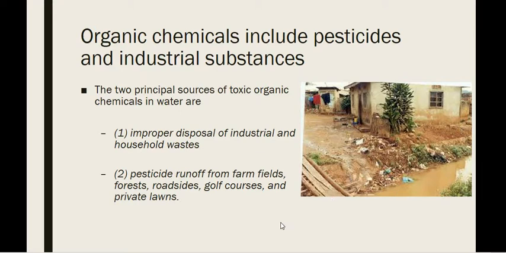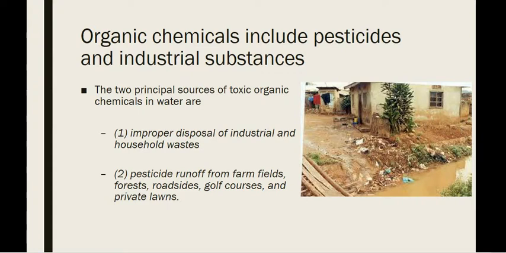There are two principal sources for toxic organic chemicals in your water. And these are improper disposal of industrial and household wastes. So what do you do with batteries when you're done with them? We all just toss them in the trash can. But where does that go? Eventually that could get into the water supply. Or what happens if there's just a little bit of bleach left in the bottle, but not enough to use, but too much to throw away? Pour it down the drain.